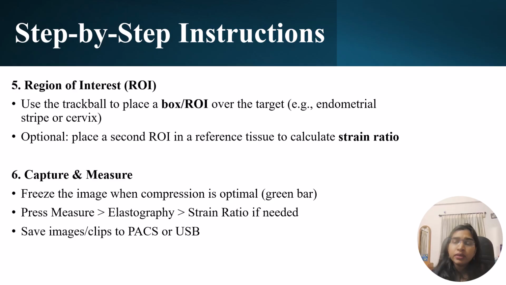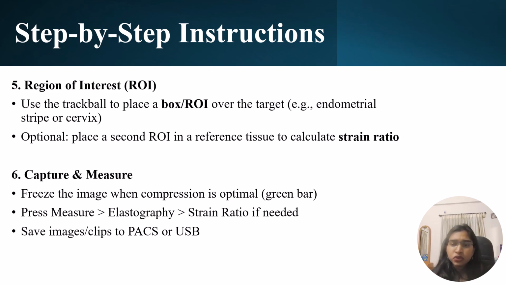Then फिर भी एक कोई particular region of interest है जिसमें हमें doubt है, then we can use that region of interest, ROI. Use the trackball to place a box or ROI over the target like the endometrial stripe or cervix. It's optional. Place a second ROI in a reference tissue to calculate the strain ratio. Okay, strain ratio is normal or not.